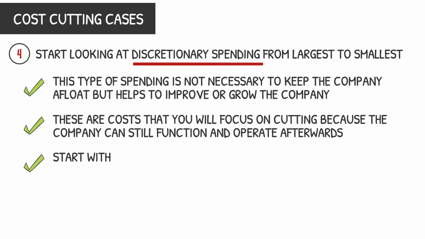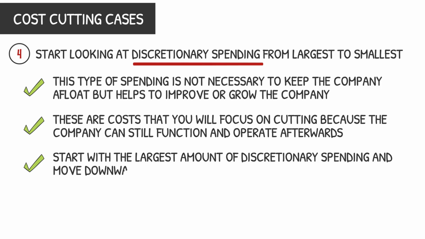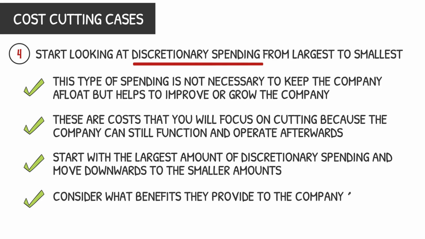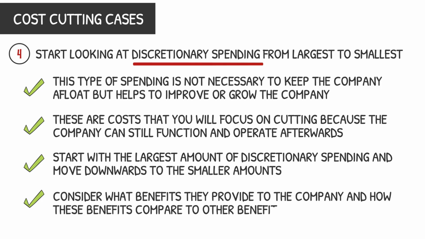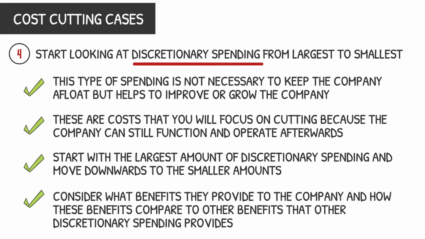Start with the largest amount of discretionary spending and move downwards to the smaller amounts. For each cost element, consider what benefits they provide to the company and how these benefits compare to other benefits that other discretionary spending provides.